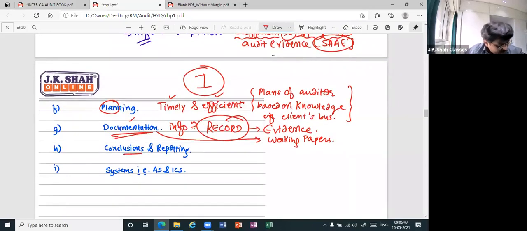Next, conclusions and reporting. Hey, this we have heard somewhere, yeah? Conclusions and reporting. Think, where? Think. Correct. Not bad, huh? Dhyan hai tera kafi.